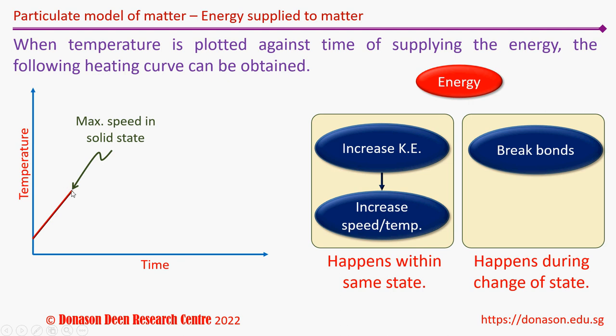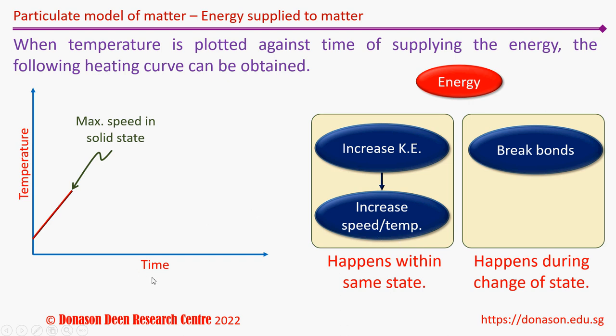And of course once the particles are already vibrating at the maximum speed, so the maximum speed in solid state is obtained, with the bonds still intact, the particles cannot vibrate at anything higher than that speed. So already it has reached the maximum speed in the solid state, and the temperature will stop rising because the speed of the particle will remain constant.